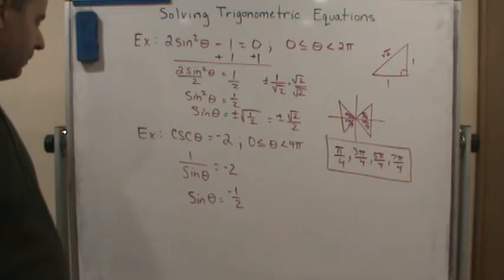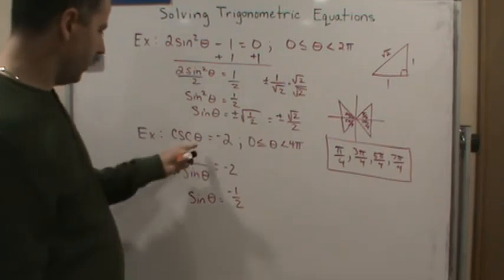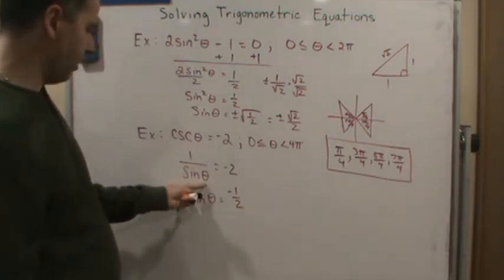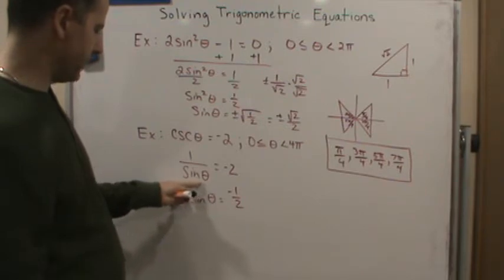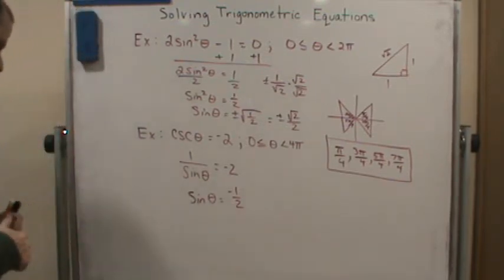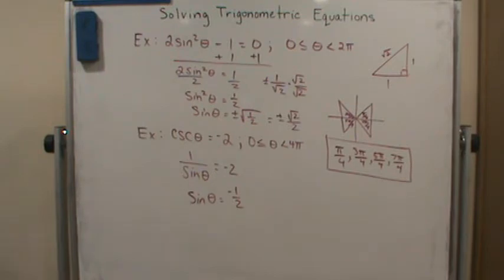Now here's the thing, you've got to be careful. Sine cannot be 0, right? The sine of this angle cannot be 0. But if we solve it for sine, then we're okay with that. So let's figure it out.